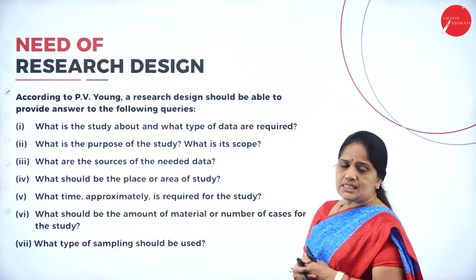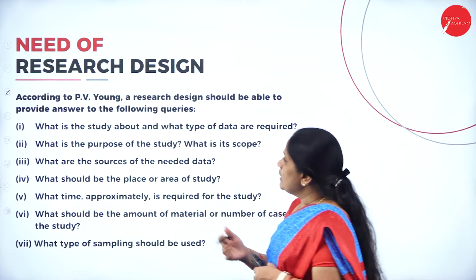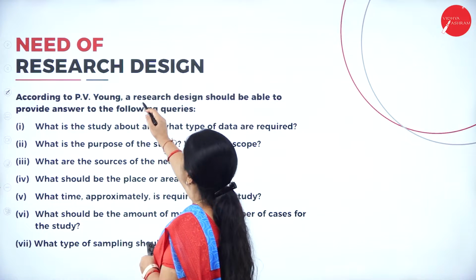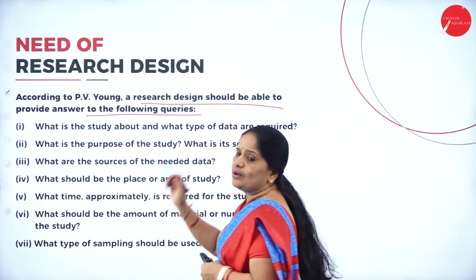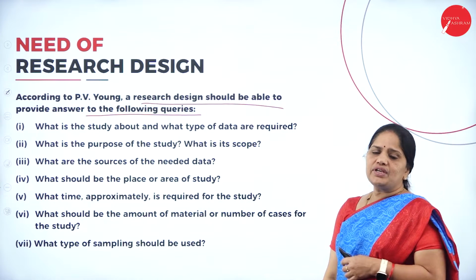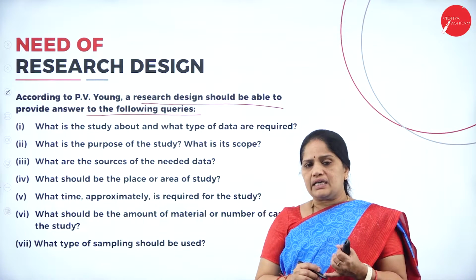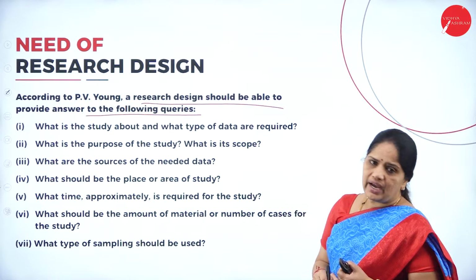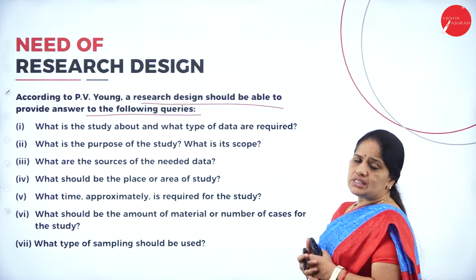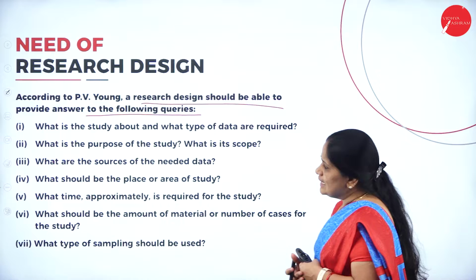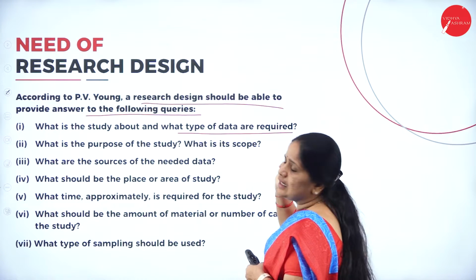Then, next is the need for a research design. According to P.V. Young, a research design should be able to provide answers to the following queries. Now, whenever we are undertaking a research, the first thing is we have to identify the problem, then we have to do the research design. Now, why is it necessary for us to have the research design? What is the study about and what type of data are required?